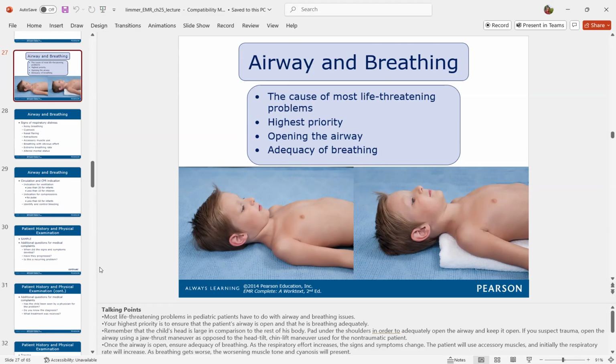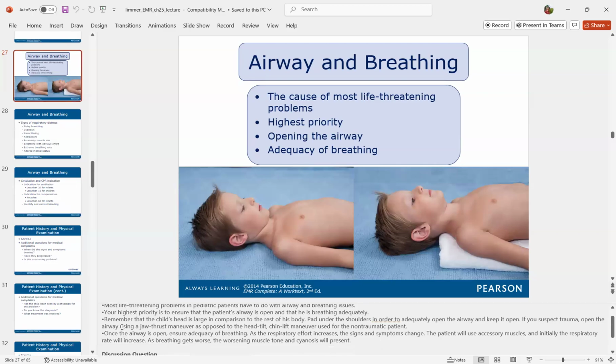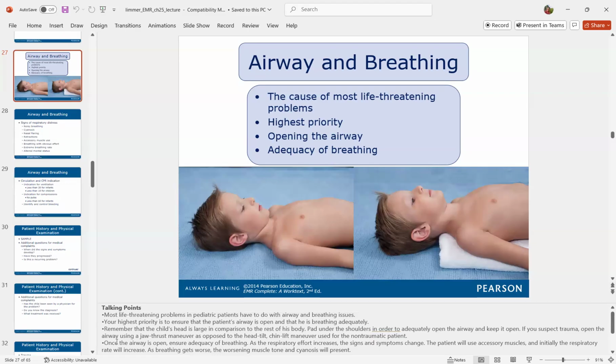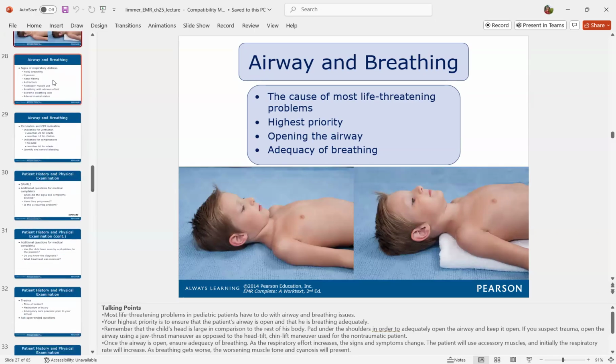Once the airway is open, ensure adequacy of their breathing. As respiratory effort increases, the signs and symptoms change. The patient will be using accessory muscles initially, then respiratory rate will increase. As breathing gets worse, muscle tone changes and cyanosis is going to start to be present. So again, looking at that PAT triangle, what are we looking at? Placing something behind their shoulder blades, instead of this hyperflexed position, is going to get them into a more inline neutral position that they call the sniffing position.